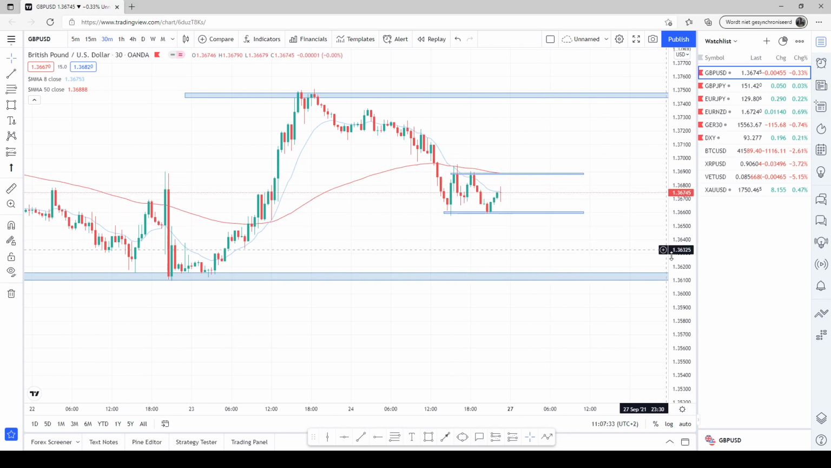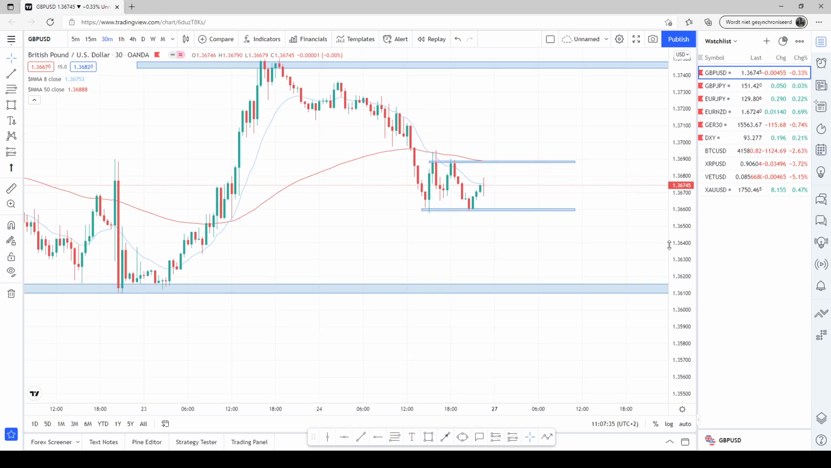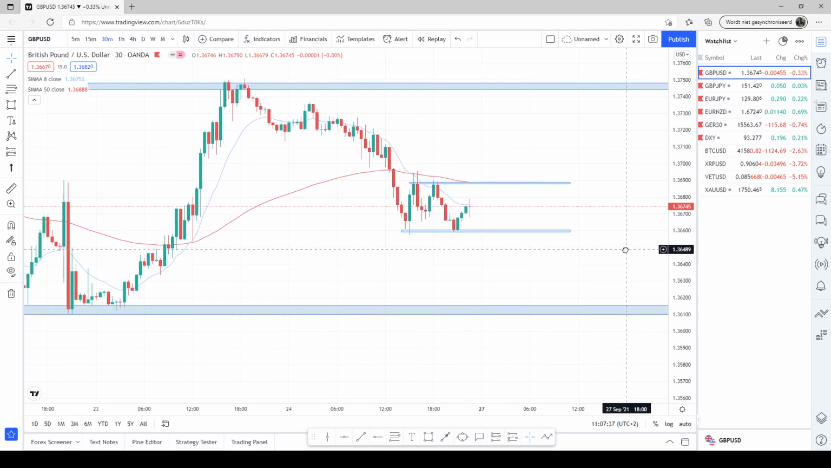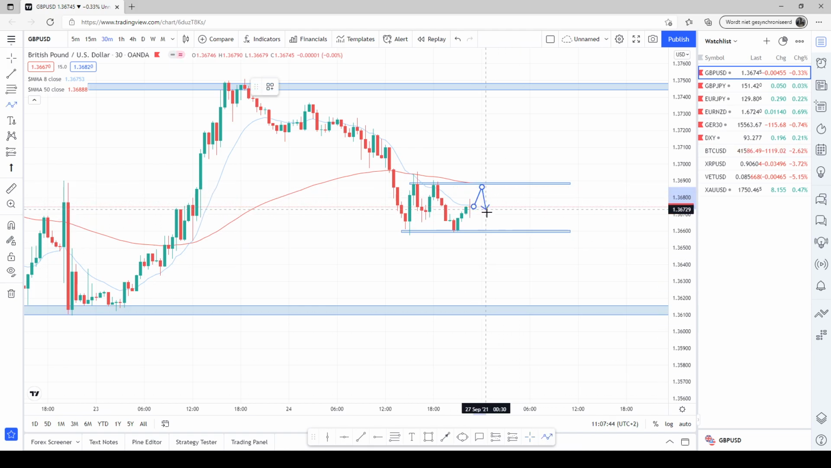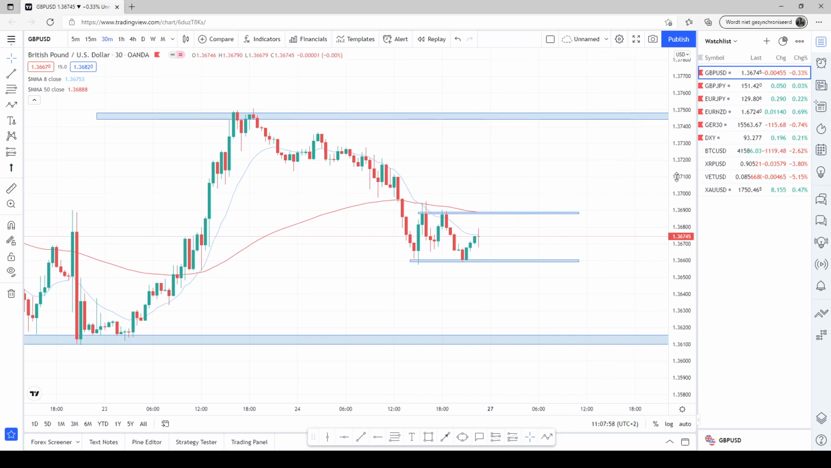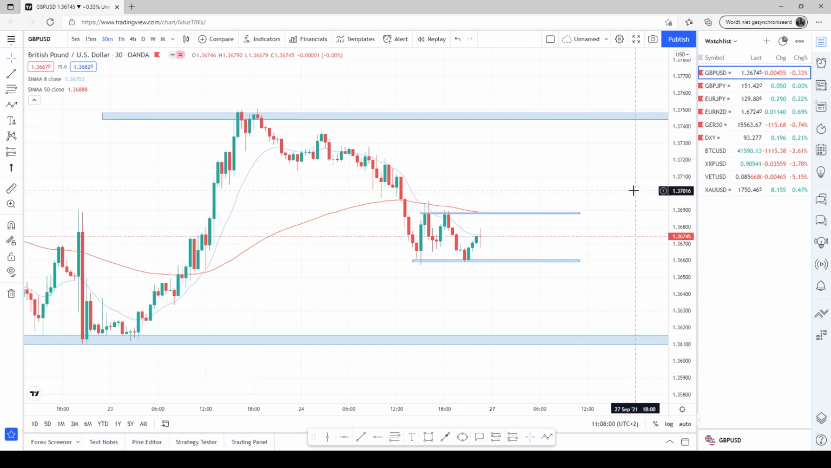I will be waiting for pre-London. I'll let Asian session do its thing. So maybe during Asian session, price will go up and down, start bouncing in this area, and pre-London we maybe get a breakout to the upside or to the downside. I'm not anticipating anything. I just look at what the markets tell me and trade based off of that.